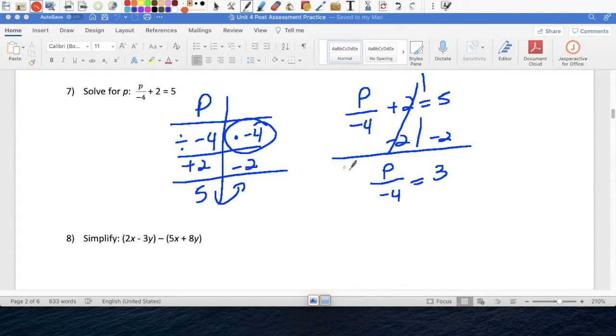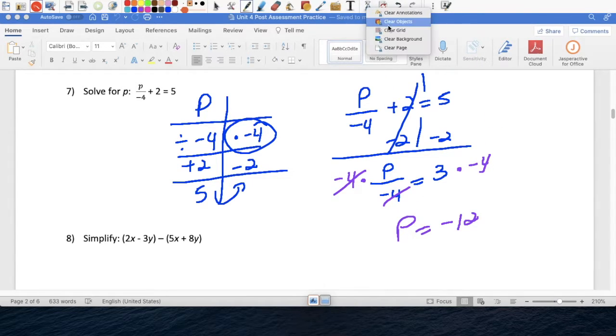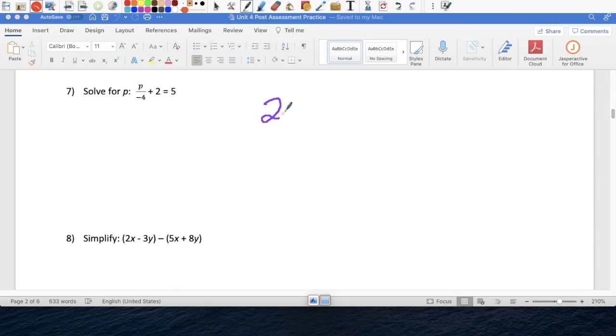Now we have to do times. So let me change colors here. Times negative 4 and then times negative 4. 3 times negative 4 is negative 12. And this goes away. And we get p equals negative 12. This one is combining like terms, right?